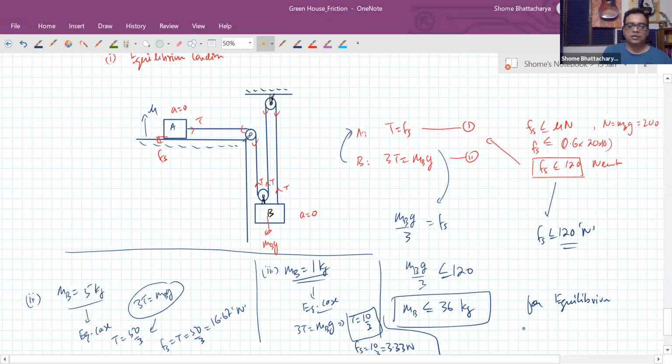Now let's take one case where there is acceleration involved. So add a fourth part where we take the mass of B to be something larger. Let's take it to be 50 kgs, or divisible by 3, so let's take it as 45 kgs. So find out the friction and the acceleration of A and B. So just work this out, people.